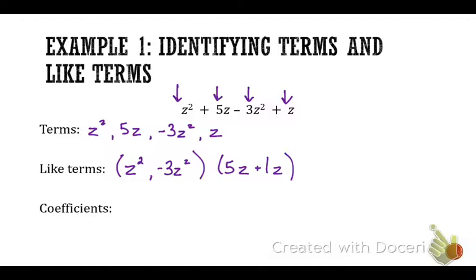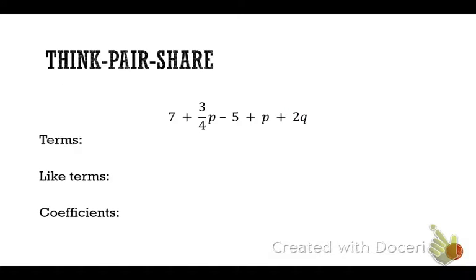All right, so let's say our coefficients together. 1, 5, negative 3, 1. Okay. I'm sorry? It is not. Okay, that's a good question. It is only the number in front of the variable. So even though there was an exponent that was a number, that's not part of the coefficient. Okay, it's only the number in front of the variable. Good question.